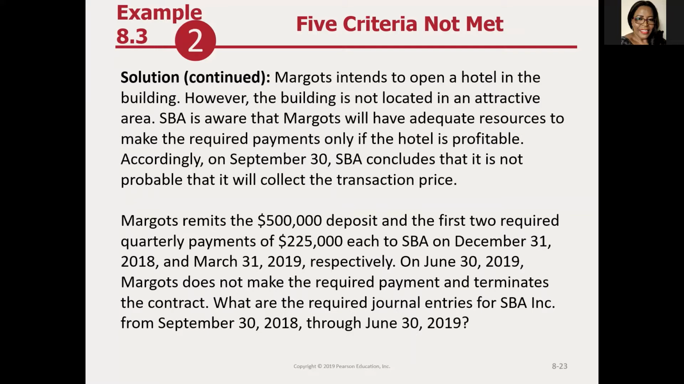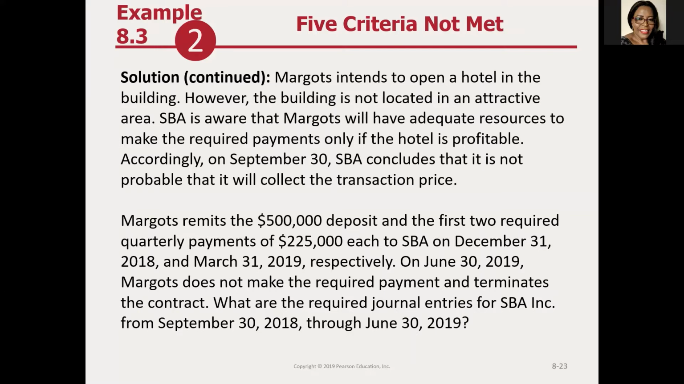On June 30th, 2019, Margaret does not make the required payment and terminates the contract. What are the required journal entries for SBA from September 30th, 2018 through June 30th, 2019?